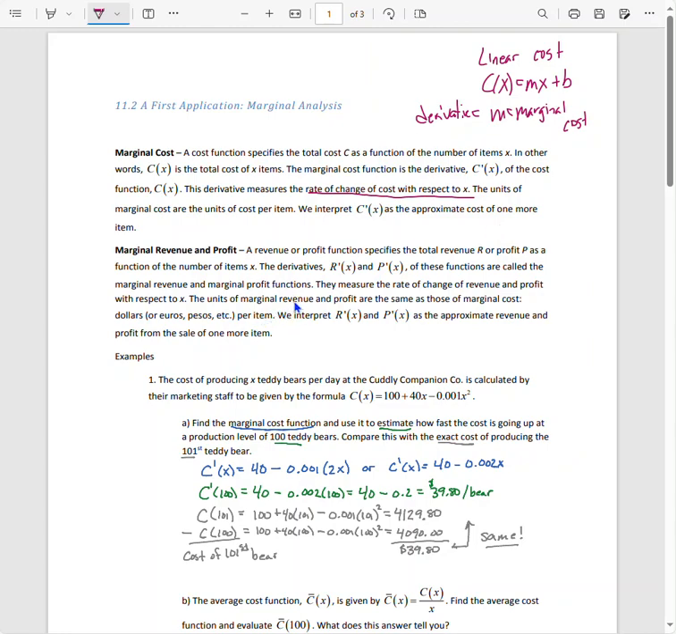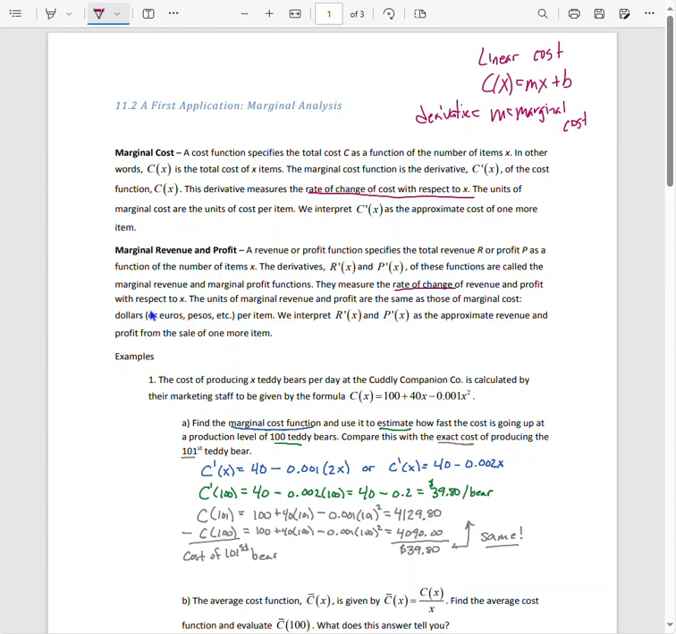Similarly, we have marginal revenue and profit. A revenue or profit function specifies the total revenue R or profit P, because mathematicians are super creative there, as a function of the number of items x. The derivatives R prime of x and P prime of x of these functions are called the marginal revenue and marginal profit functions respectively. It's always a rate of change of revenue and profit with respect to x. The units of marginal revenue and profit are the same as those of marginal cost.